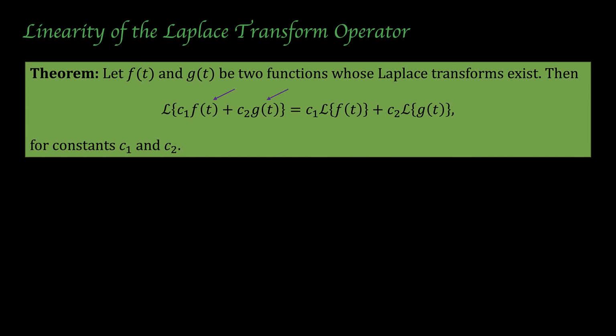for another constant c2. And what this theorem says is the Laplace transform being linear means you can apply the Laplace transform term by term and then pull out constants. So over here, I do the Laplace transform of f of t, that constant c1 pulls out. And then I do the Laplace transform of g of t, again with that constant c2 pulling out.